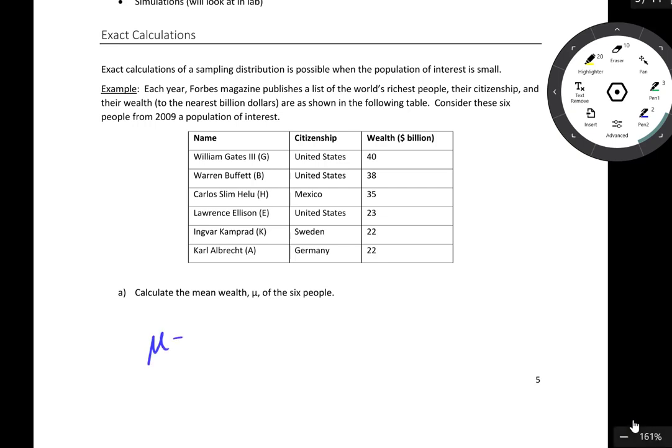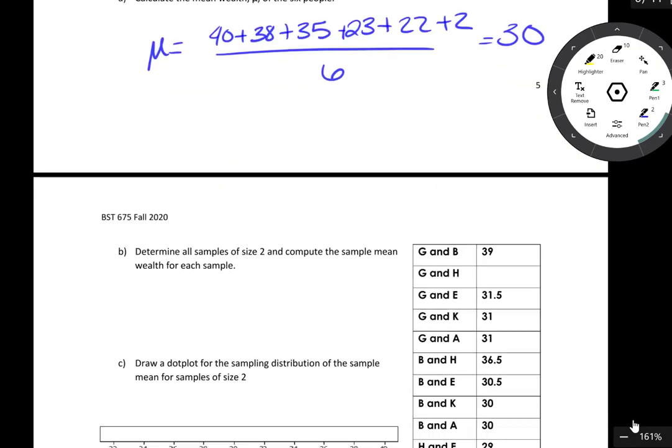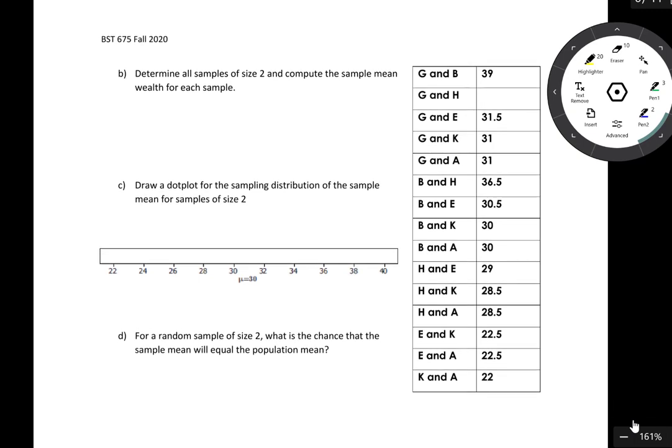If we wanted to find mu, we would simply take the average here. So we would have 40 plus 38 plus 35 plus 23 plus 22 plus 22, and of course we divide that by 6, and I get that that is 30. So that is our population mean. Next, we're going to consider some random samples.